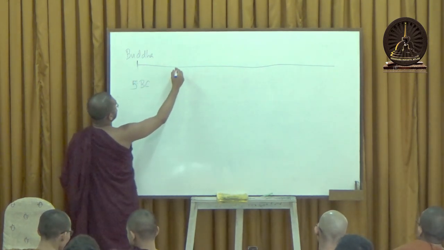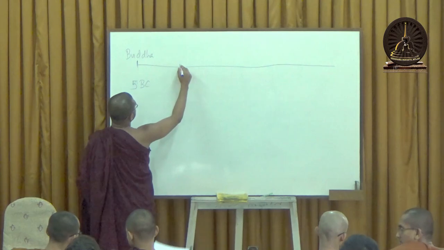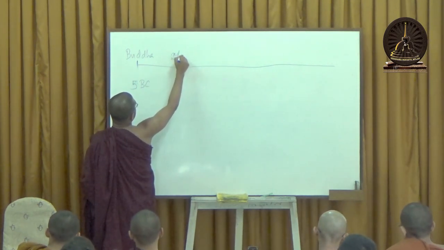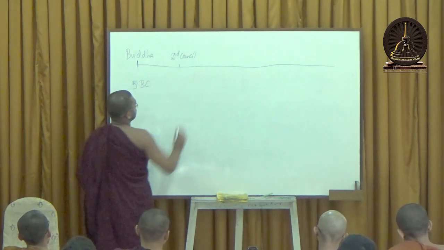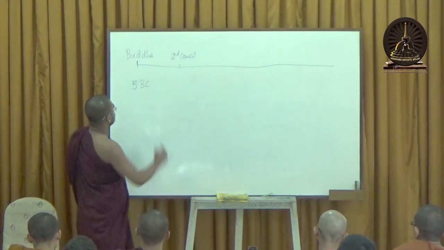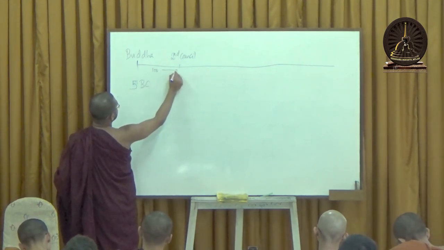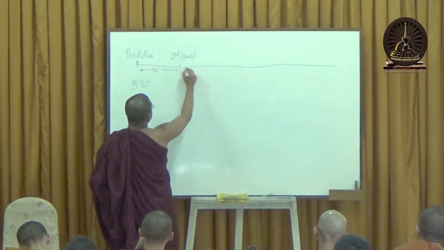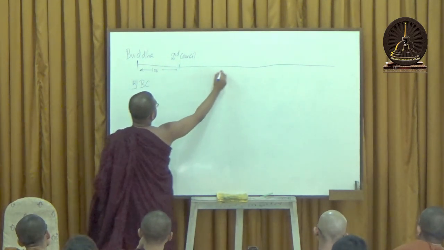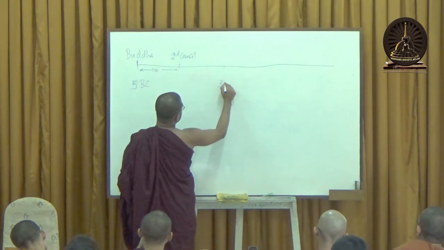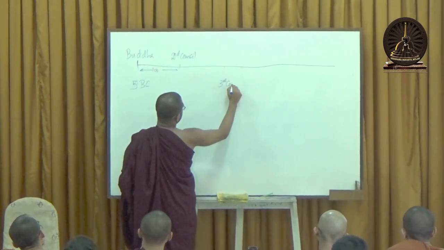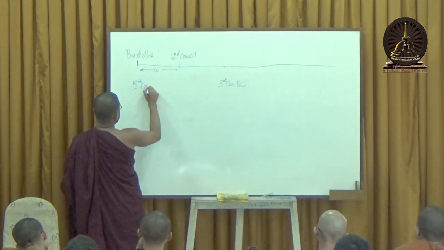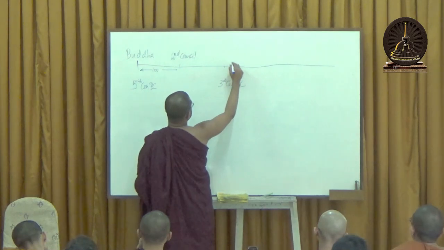the first council happened 100 years after the Buddha's period. Around this time, the second council happened in Vaisali. This is normally roughly estimated at 100 years, though some say 60 years. Then in the 3rd century BC, there happened the Third Council.